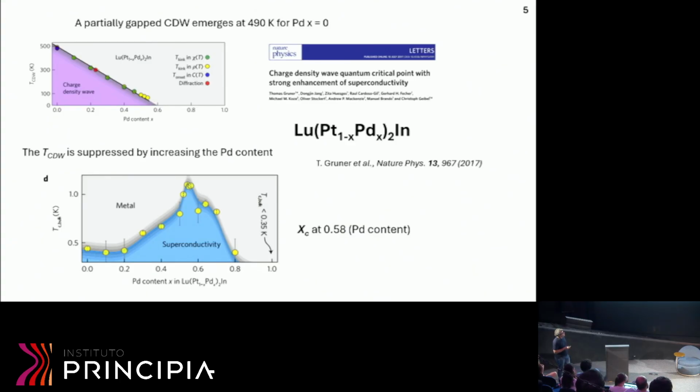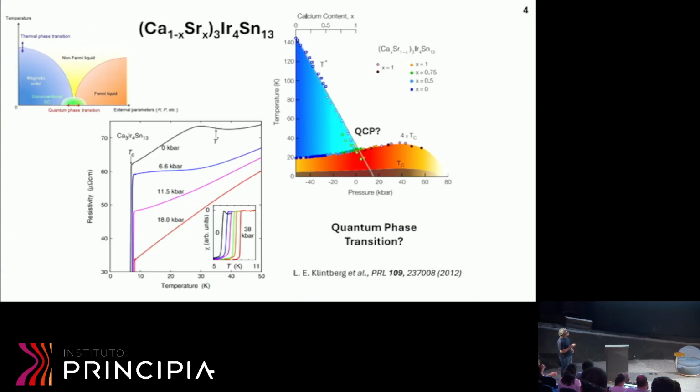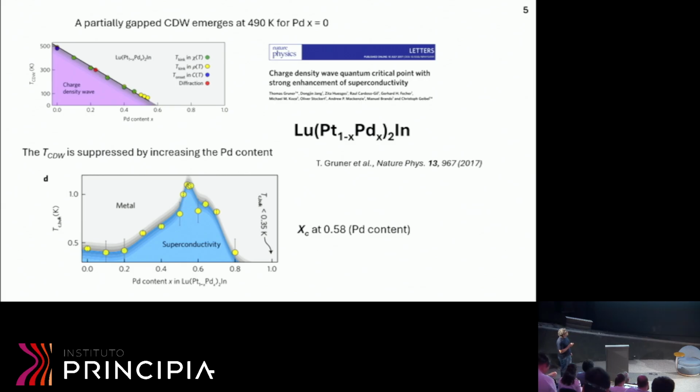A few years later, another work on this lutetium platinum indium doped with palladium also saw the suppression of the charge density wave and the enhancement of the superconductivity. From thermodynamic properties such as specific heat and electroresistivity, they assumed that it's also a quantum critical point. So in both cases, the enhancement of superconductivity would be due to the suppression and quantum fluctuations.